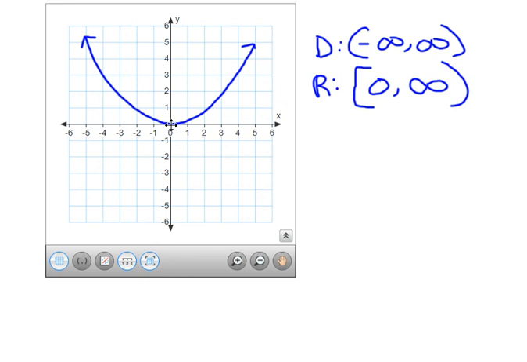I start at the bottom at 0. That's the lowest y value that I have is 0. And I can go all the way up to infinity, 3, 4, 5, 6, and all the way up. I'll have x values to go with it. I do not have any y values below 0. As you can see, there's nothing below 0.